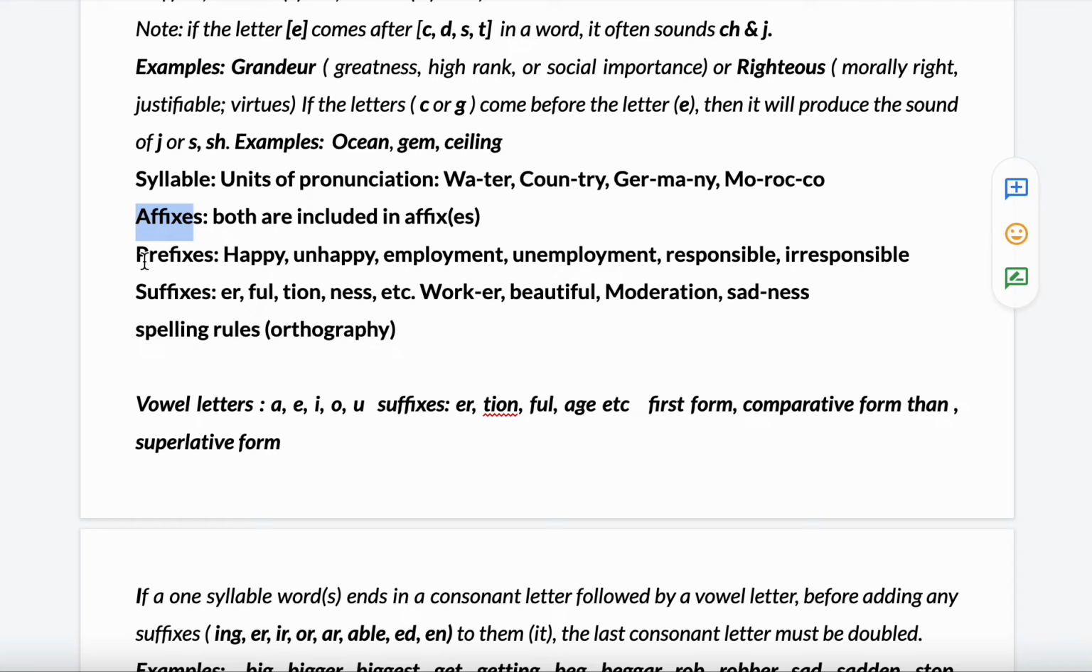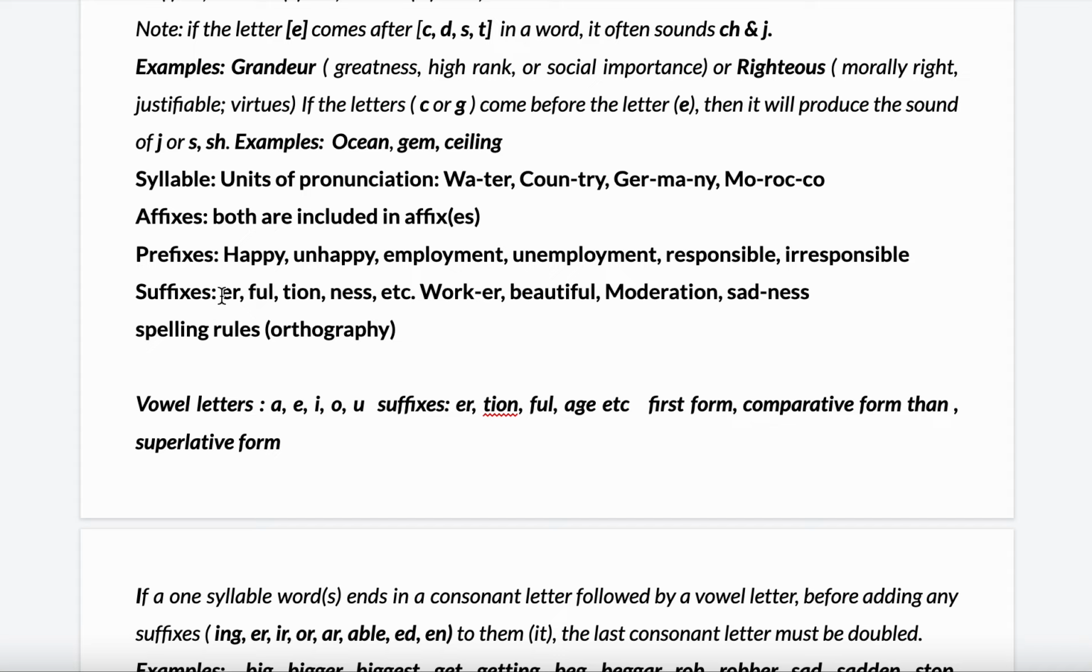Prefix. Prefix means it's affixed before this word. So for example, we have happy, unhappy. Un is a prefix. It changed the meaning from happy to unhappy. Employment. And if you want to make it negative, it's unemployment. You put UN at the front. When you put it at the front, it's called a prefix. Responsible, irresponsible. So it changes the meaning and the use.